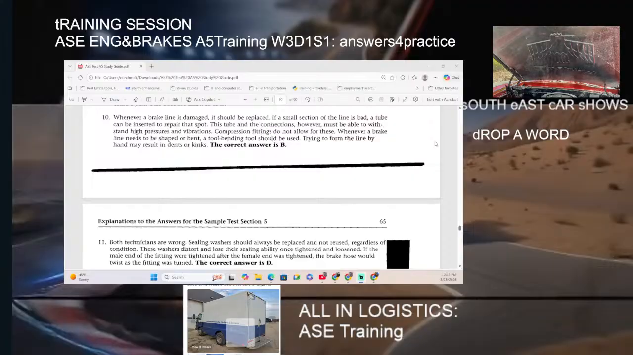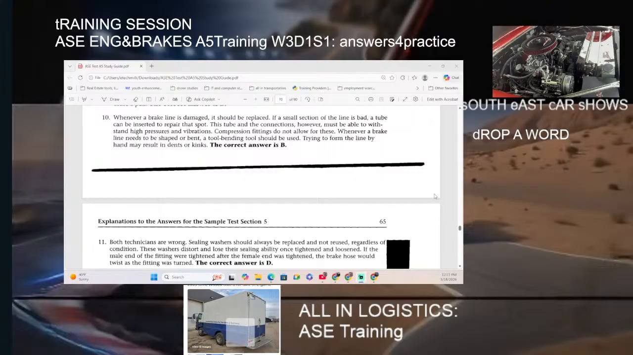Whenever a brake line needs to be shaped or bent, a tube bending tool should be used. Trying to form the line by hand may result in dents or kinks. The correct answer is B.